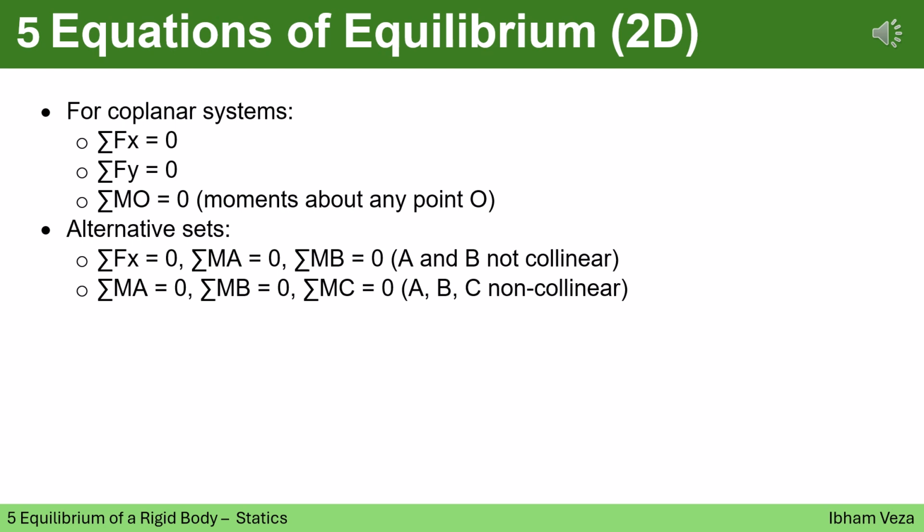Equations of equilibrium, 2D. For two-dimensional equilibrium problems, three independent equations are available. The sum of forces in the x direction must equal 0. The sum of forces in the y direction must equal 0, and the sum of moments about any chosen point must equal 0. These equations allow us to solve for up to three unknowns. Choosing an appropriate moment center can simplify calculations by eliminating unknown forces from the moment equation.